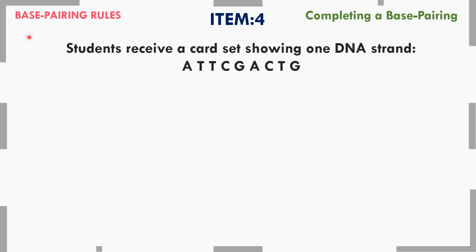Let's now look at base pairing rules. We are going to be completing the base pairing. This is our item 4. Students receive a card set showing 1 DNA strand: adenine, thymine, thymine, cytosine, guanine, adenine, cytosine, thymine, guanine.